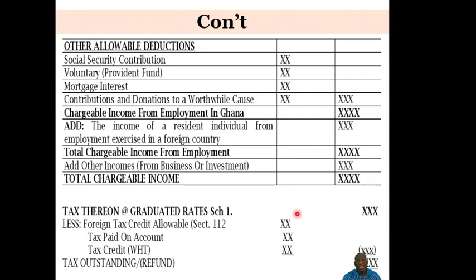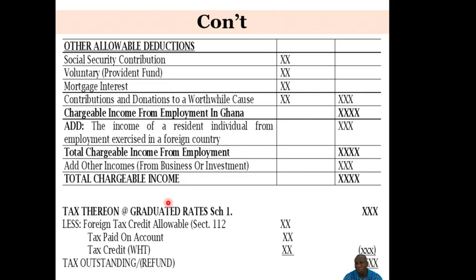Okay, if the person is a resident employee, you use the graduated rate to tax the person. But if the person is a non-resident employee, from 2018, you use 25% to tax the person at a flat rate. Now, when you don't use the graduated rate, if the person is a non-resident employee, use a flat rate of 25% from 2018 to tax that person.